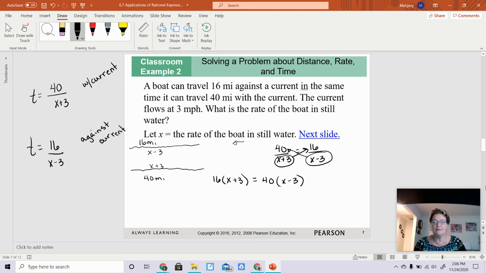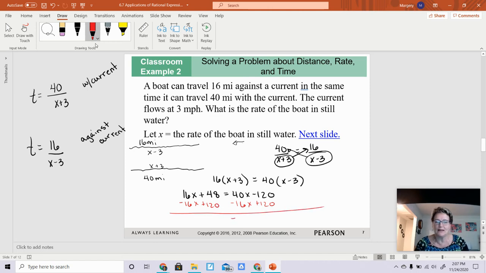Now I'm going to have to do a little bit of math. So I'm going to get 16x plus 16 times 3 is 48, I believe. I don't have a calculator with me today, so hopefully the numbers are right. Equals 40 times x is 40x. 40 times a negative 3 is a negative 120. And again, now I'm just trying to get x's on one side, numbers on the other, no stress whatsoever. So let's move the 16x over. I like to move the smaller of the x's. I don't know why, but I've always done that. And then I'm going to add the 120 to both sides.